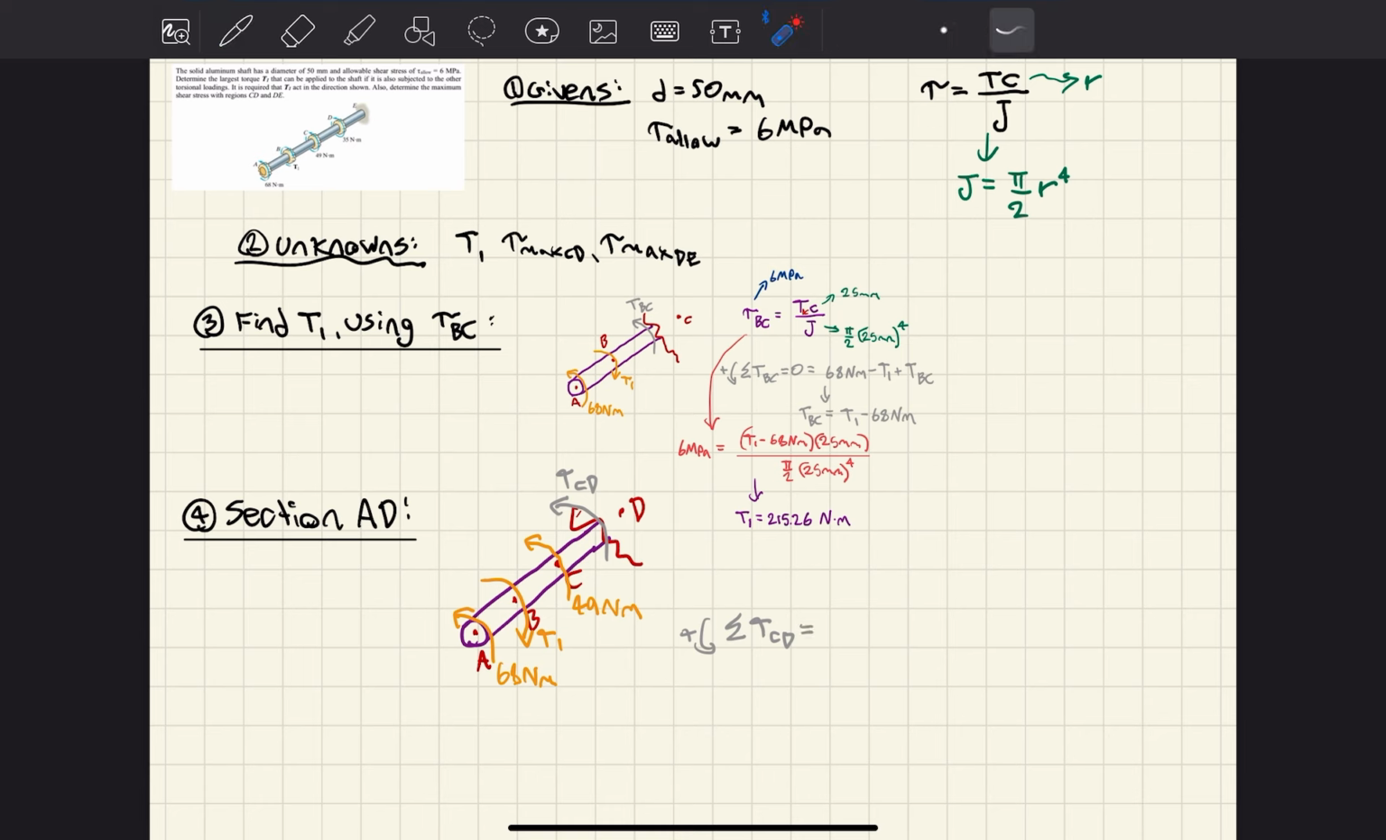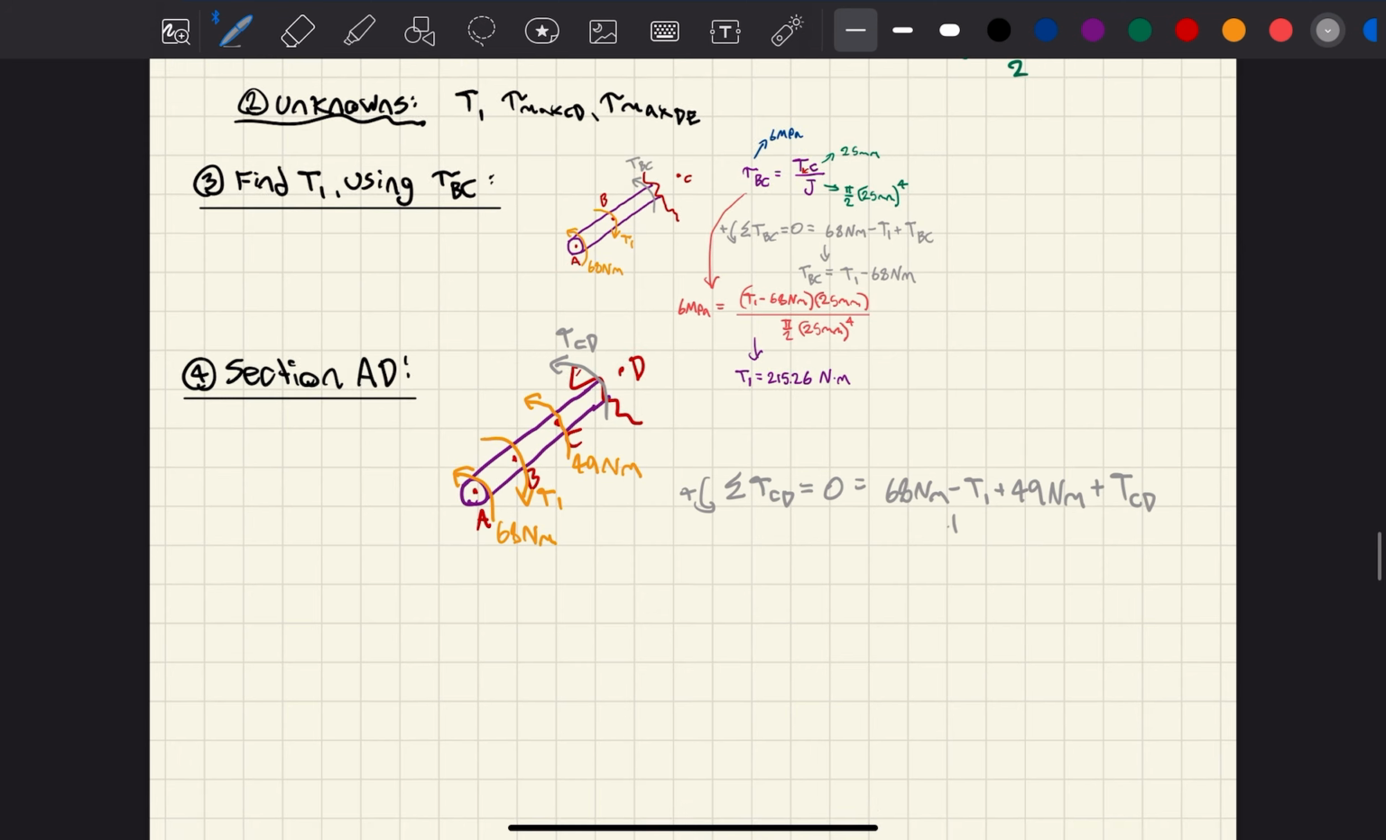So I can take the sum of torques in section CD, positive, in an effort to find the torque CD. I want to find the torque that acts at my cutting section. Set this equal to 0. Take the summation: 68 Newton meters minus T1 plus 49. And I know T1 now, so I can plug it in, but I'll keep it like this. Plus 49 Newton meters plus TCD. I understand that TCD is equal, from this expression, to T1 minus 117 Newton meters.